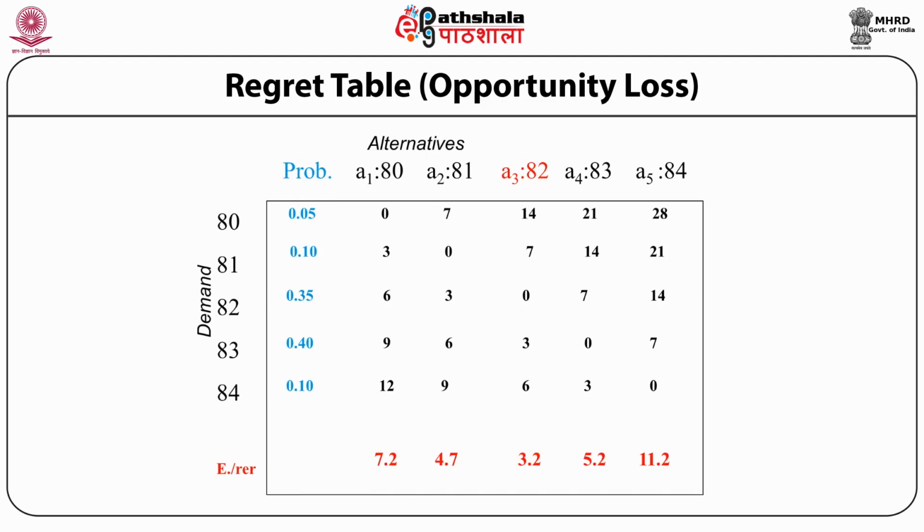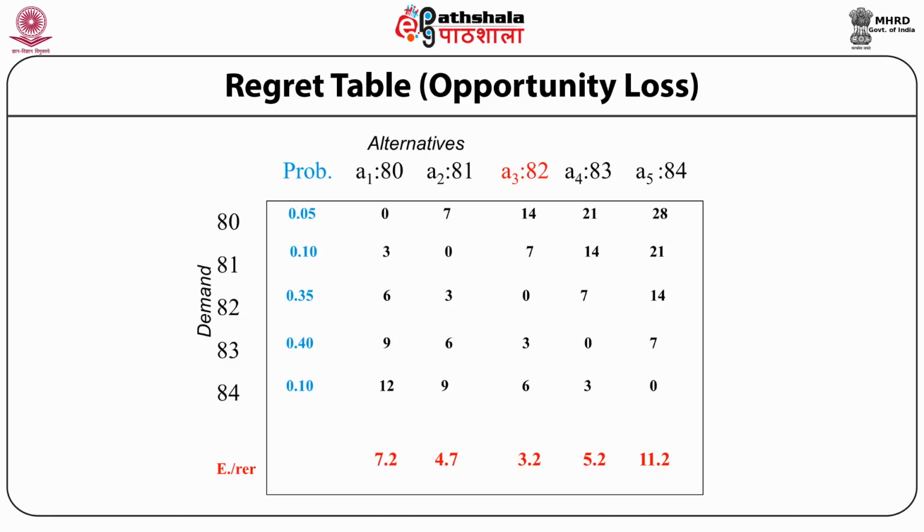Regret table. This expectation principle can also be used when we are given costs or opportunity loss. In this slide you can see that we have prepared an opportunity loss table, a regret table, and with the help of this table we can calculate the expected regret value against every alternative, and find the minimum value of the regret, and the corresponding strategy would be the best strategy. In this case, we can easily understand that 3.2 is the minimum value of the regret and its corresponding strategy is A3. So A3 is the best suitable strategy.